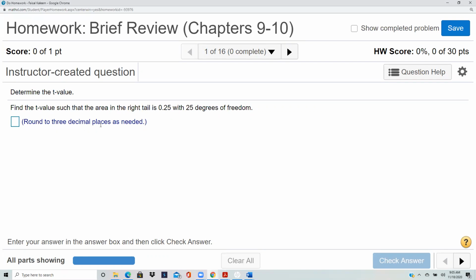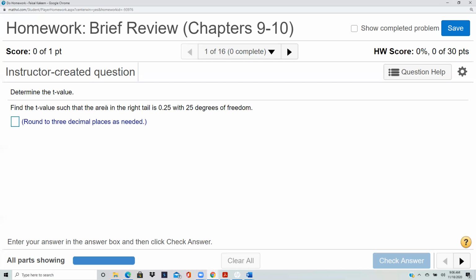T stats maybe? No, the stats are used when you are doing the hypothesis test or the confidence interval. So if you're not doing a hypothesis test or confidence interval, there's something else which you need. So look at what we're talking about. We need a t-value and we are talking about a right tail area. So what does that remind you of?